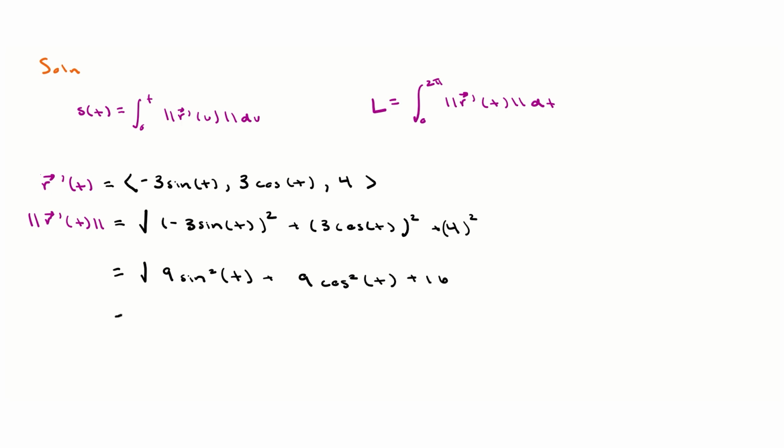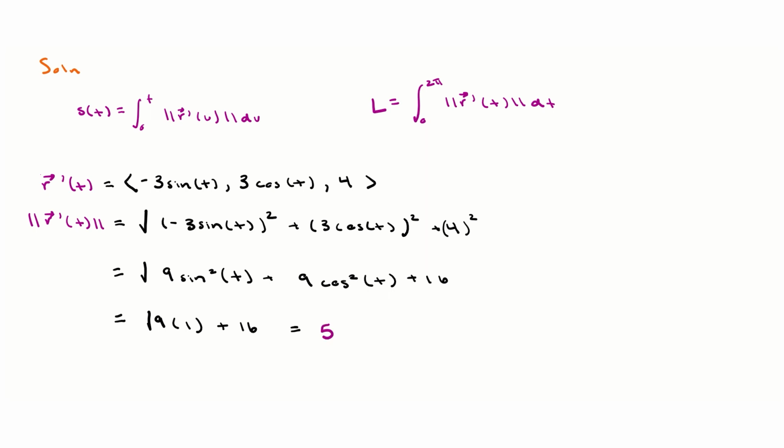Now we can factor out 9 to leave us with sine squared of t plus cosine squared of t, and our trig identities tell us that's 1. So that'll leave us with 9, or the square root of 9, times 1 plus 16. 9 plus 16 is 25, and the square root of 25 equals 5.